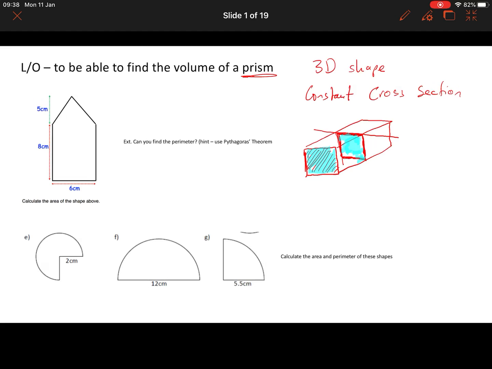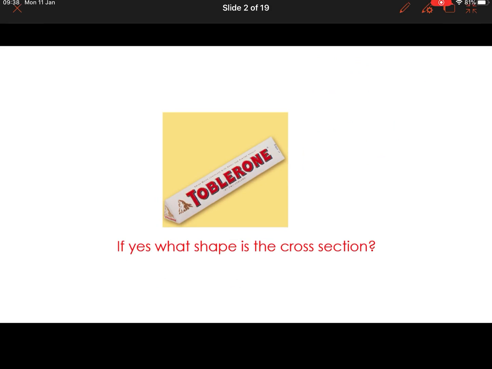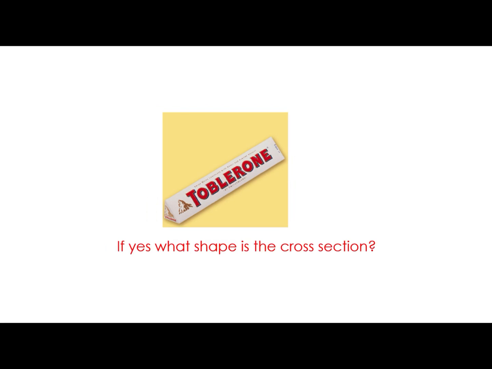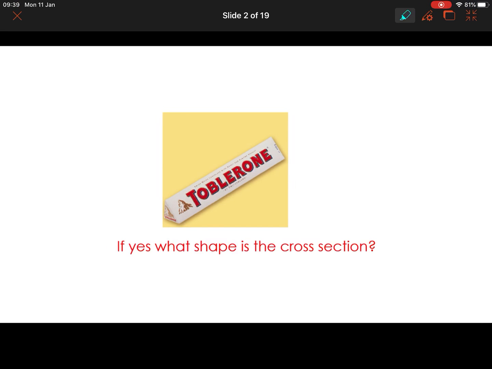So before we get on to actually working out what the volume of a prism is, let's check that you understand what I meant there. This is a bar of chocolate, Toblerone, I hope you've heard of it. Now, is this box a prism? And if you think that it is a prism, then what shape is the cross section? Okay. So hopefully you've given a little answer there.